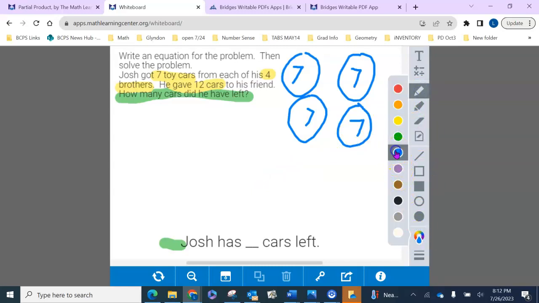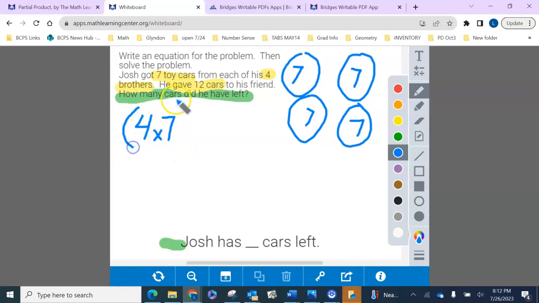Well, let's look at the first part. Josh got 7 toy cars from each of his 4 brothers. If he's getting them from each brother, that's equal groups. So I'm going to start off with a multiplication expression of 4 groups of 7. 4 times 7, your student might write 7 times 4.